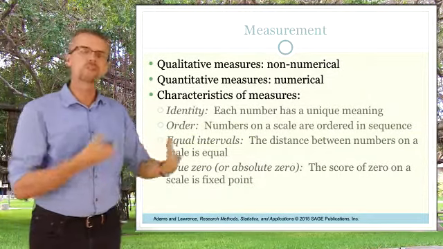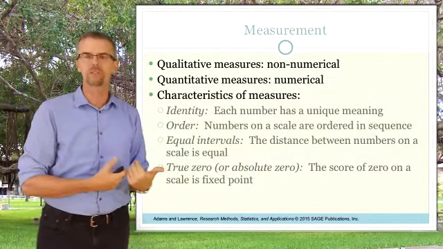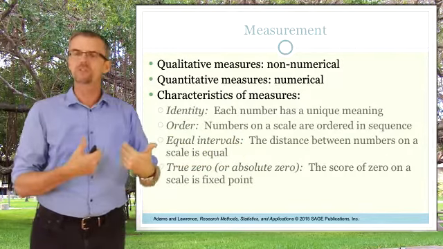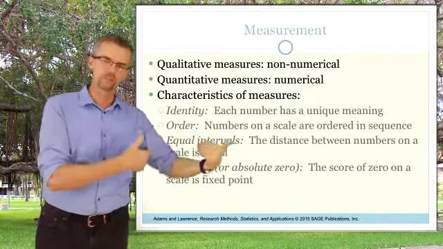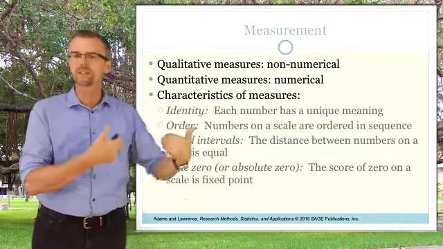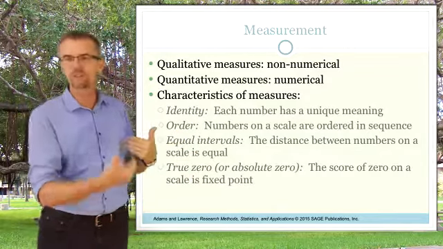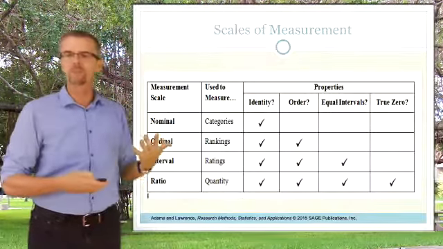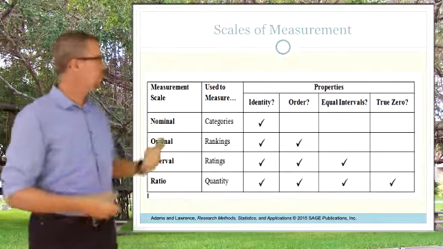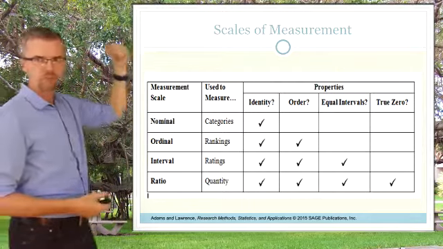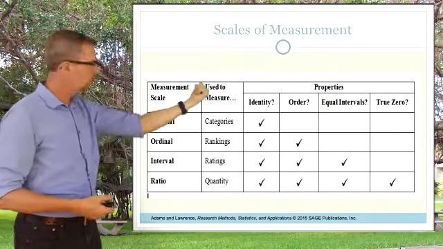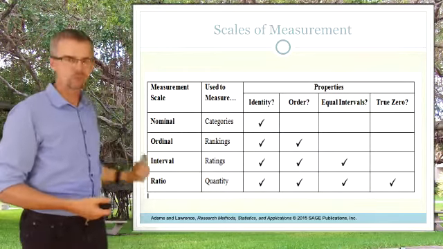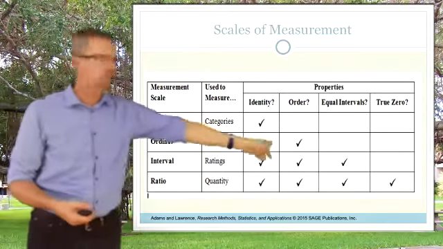Qualitative measures are non-numerical. Quantitative measures are typically numerical. And the characteristics of the measures in this textbook, the Adams and Lawrence textbook, talk about identity and the order, whether it's in equal intervals or whether there's a true zero or an absolute zero. So these are all, whether you're measuring your data with nominal data, ordinal data, interval data, or ratio data, which is interval data that has a true zero.